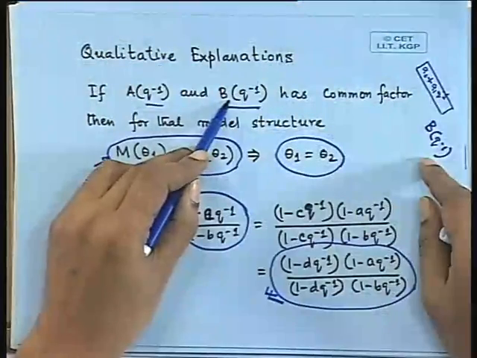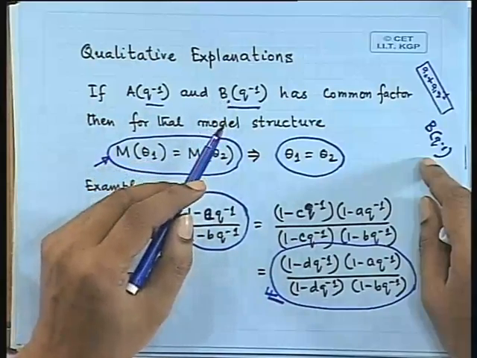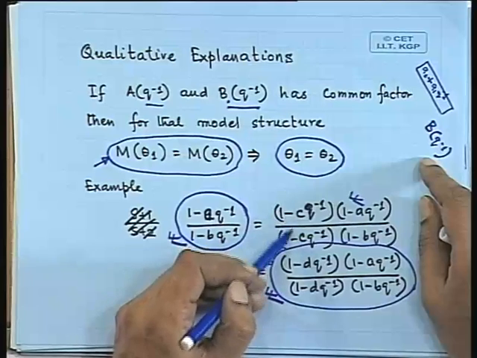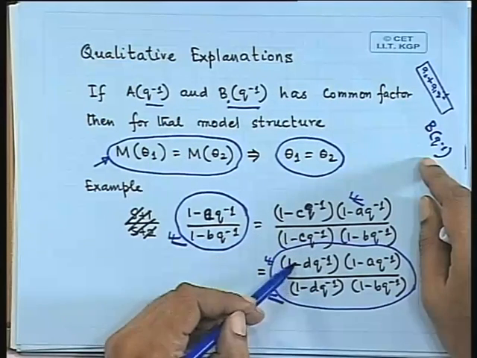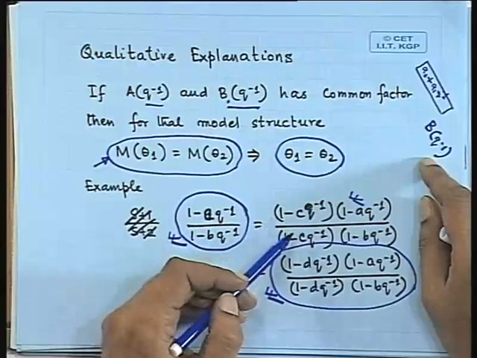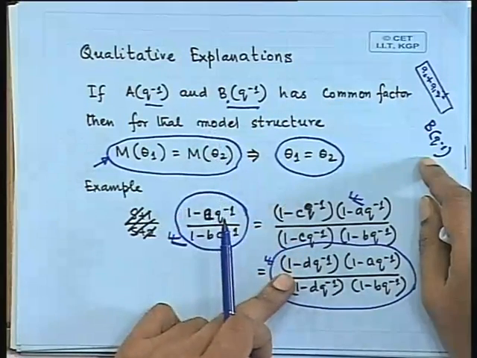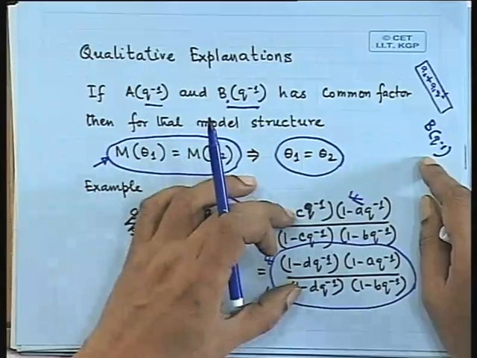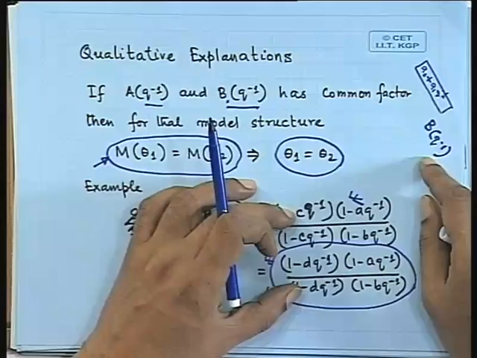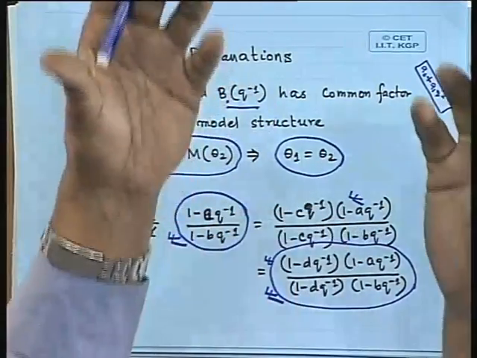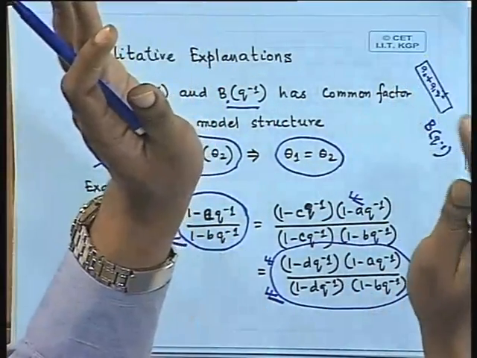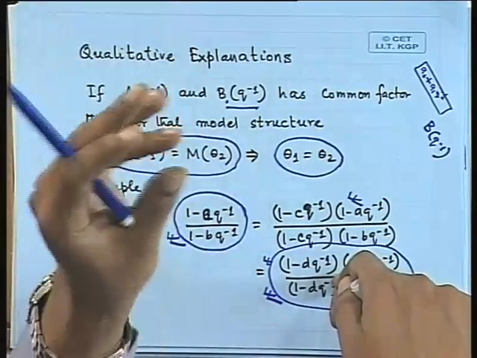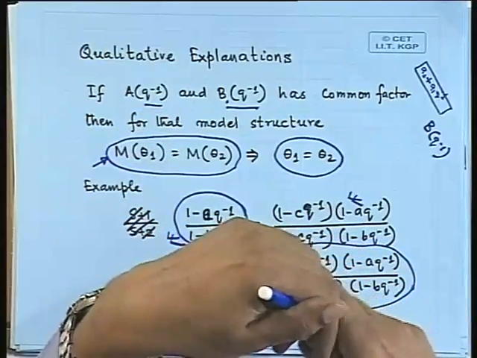But if A and B have a common factor, then that parameterization is not unique, because this is a parameterization, and this is a parameterization. What have I done? Here I have multiplied by (1 minus C Q inverse), here I have multiplied by (1 minus D Q inverse). So in this model structure, this parameter value and this parameter value are going to be different if you really multiply, but they are the same system. So if you are given a pair of input output data, there is no way of determining which one of these parameters is the right one, because both are right. So the parameter search is not unique.